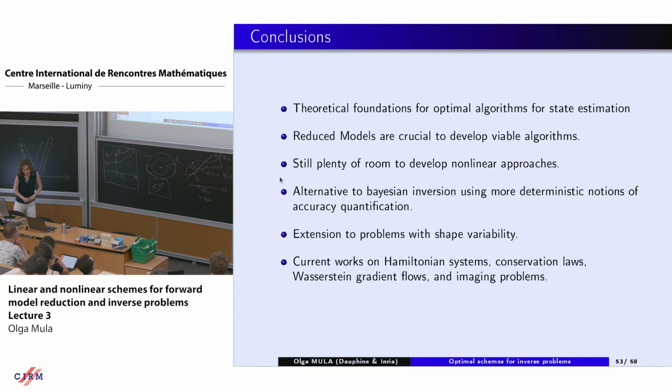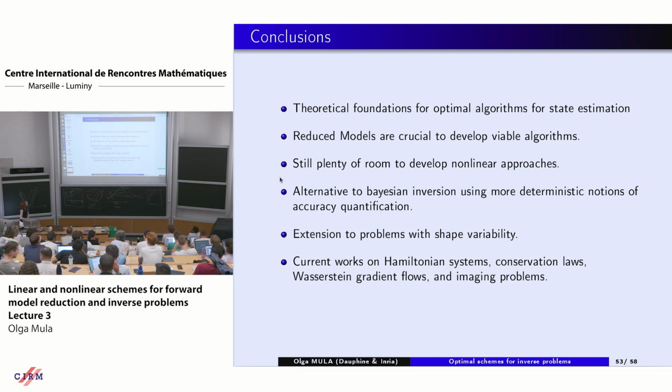This leads me to the main conclusions of this part. We've seen in this talk the theoretical foundations for optimal algorithms for state estimation. Reduced models are crucial to develop viable algorithms. There's still plenty of room to do nonlinear approaches, in fact. As somebody pointed out, the main distinguishing feature between what I have just presented and Bayesian inversion is that we look at the errors in the worst case sense. And this leads to more deterministic notions of benchmarking and accuracy quantification.